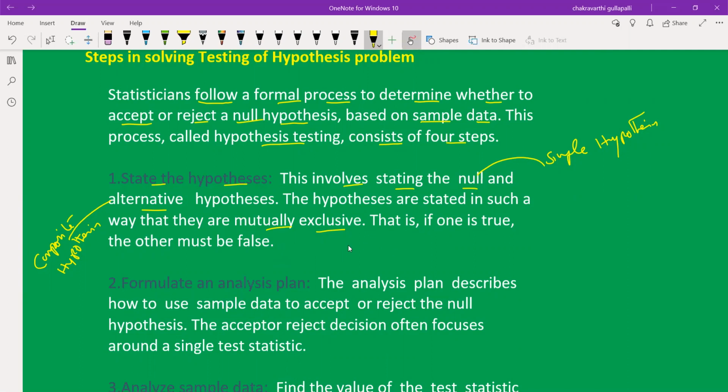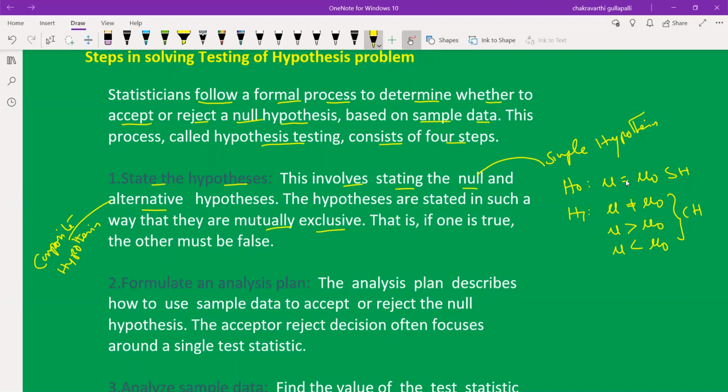So now, for example, set up the null hypothesis for a normal population: mu is equal to mu naught. Population mean is equal to some specified value. H1: mu not equal to mu naught, a two-tail test; or mu greater than mu naught; or mu less than mu naught. This is a simple hypothesis. This is a composite hypothesis.